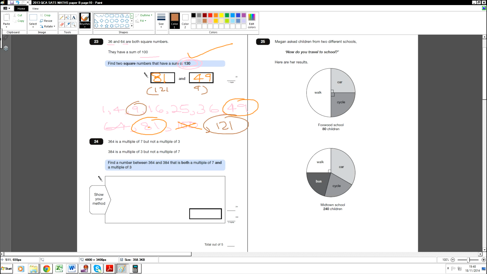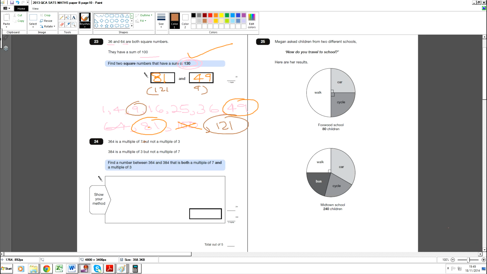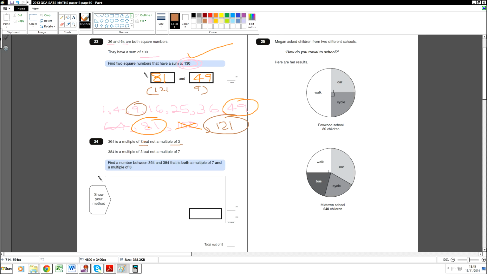Okay. Question number 24 now. 364 is a multiple of 7, but not a multiple of 3. 384 is a multiple of 3, but not a multiple of 7. Find the number between 364 and 384 that is both a multiple of 7 and a multiple of 3.